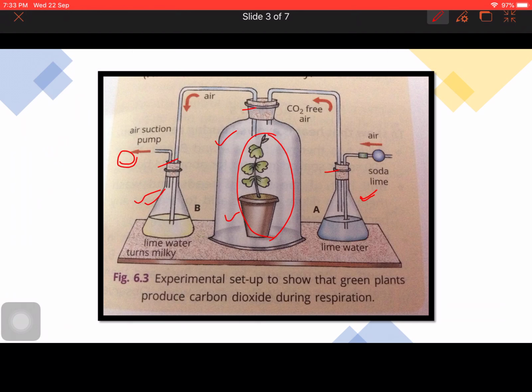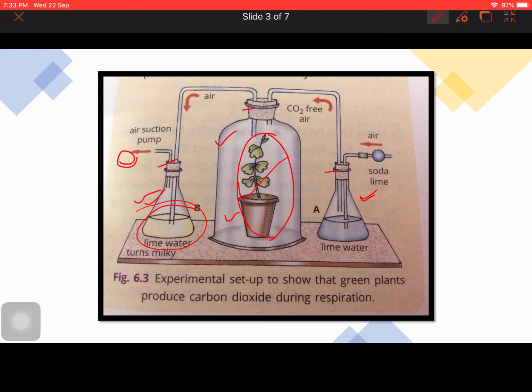So what is happening with the air suction pump? When the air comes in, it passes through the soda lime water, and the soda lime absorbs any carbon dioxide present in the incoming air. Now let us see flask A. When the air passes through the lime water in flask A, the lime water does not turn milky. But when this air passes through the bell jar with the potted plant inside and then through flask B, this lime water turns milky. Why does this happen?